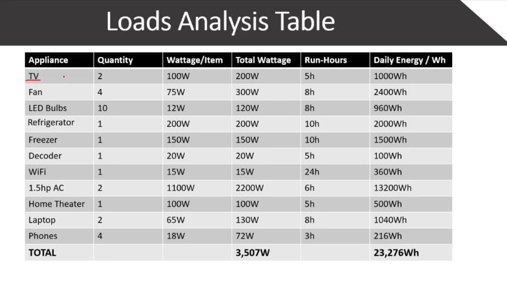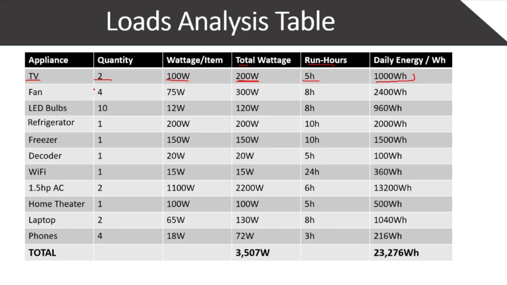So you can see our television. Just for a recap, we have 2 televisions. Each of these televisions consumes 100 watts. Then the total wattage of these 2 televisions will be 2 times 100, which is 200 watts. And they are running for 5 hours, so we multiply this 200 watts by 5 hours, and it will give us 1000 watt hour.